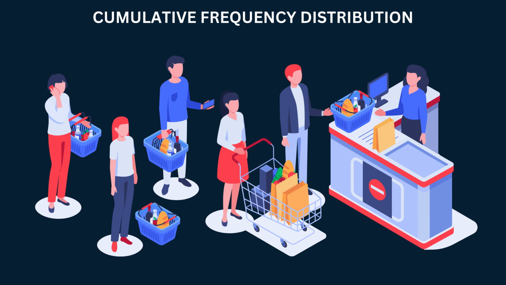Example use case. Suppose a store tracks purchase quantities, and they find that the relative cumulative frequency shows 90% of customers buy up to 5 items. This insight helps them plan inventory, knowing that a small percentage of customers purchase larger quantities.